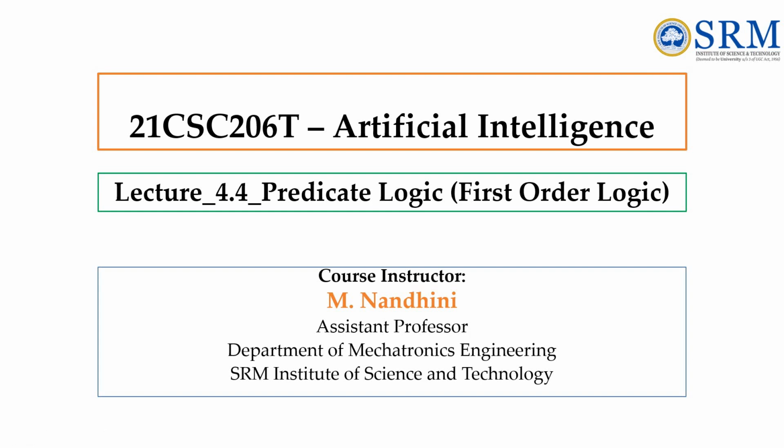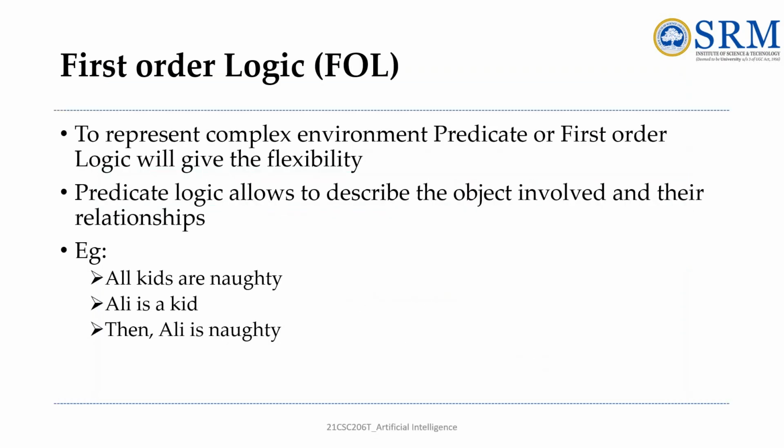Hello everyone. In the previous lecture we explored propositional logic, that is how we can represent facts using simple true or false statements. But propositional logic has limitations. It doesn't allow us to express more complex relationships or refer to specific objects or individuals. So this is where predicate logic, also called first order logic, comes into play.